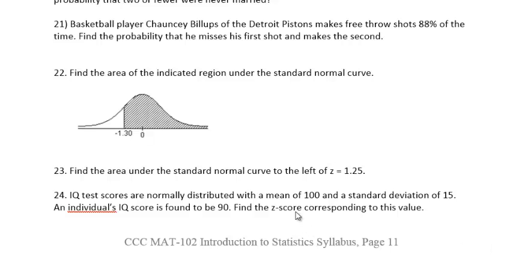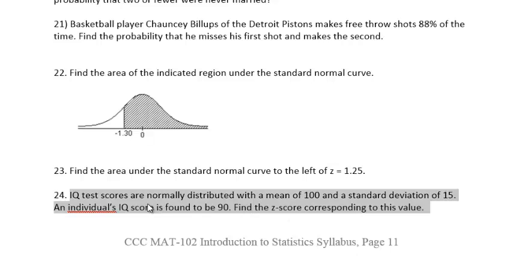So the difference from the mean in this case is simply 10. 100 minus 90, or 90 minus 100, makes no difference. You have to use the absolute value either way. And then you divide that by the standard deviation of 15. So it's 10 divided by 15, which is 0.66 or 0.67, something like that.